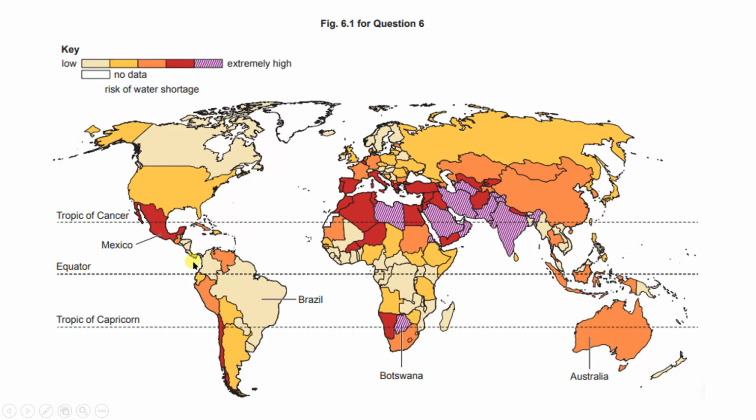So if you look at the four countries, we have Mexico, Brazil, Botswana, and Australia. So which of them is most at risk? Australia, no. Botswana is extremely high. Mexico is, you have Mexico before Botswana. So the answer to that question is Botswana, extremely high risk of water shortage.